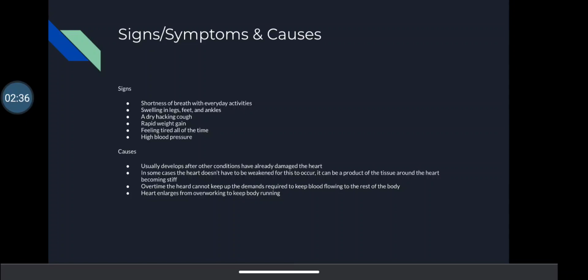Some causes: it usually develops after other conditions have already damaged the heart. In some cases, the heart doesn't have to be weakened for this to occur. It can just be a byproduct of tissue around the heart becoming stiff. Over time, the heart can't keep up with the demands required to keep blood flowing to the rest of the body, and because it's overworking so much, the heart may potentially enlarge as well.